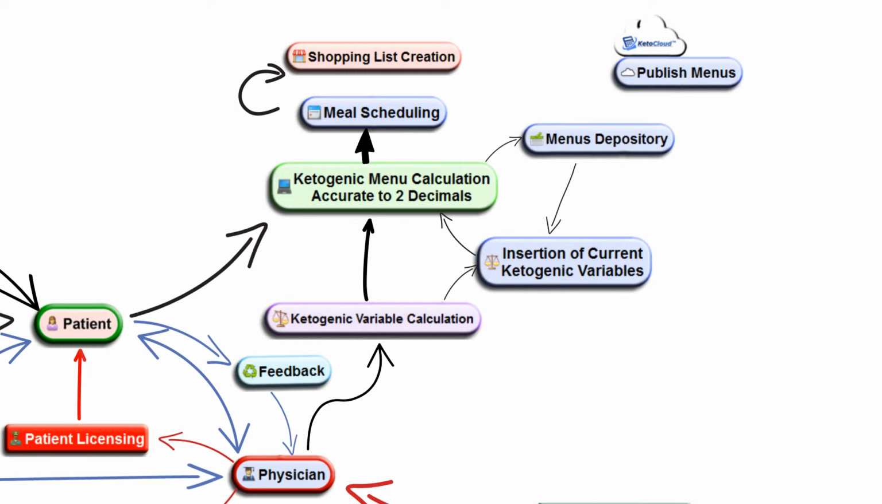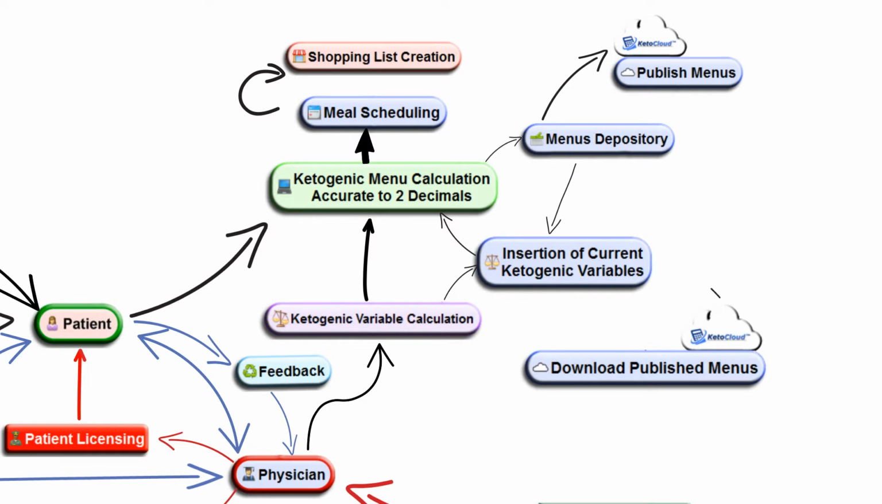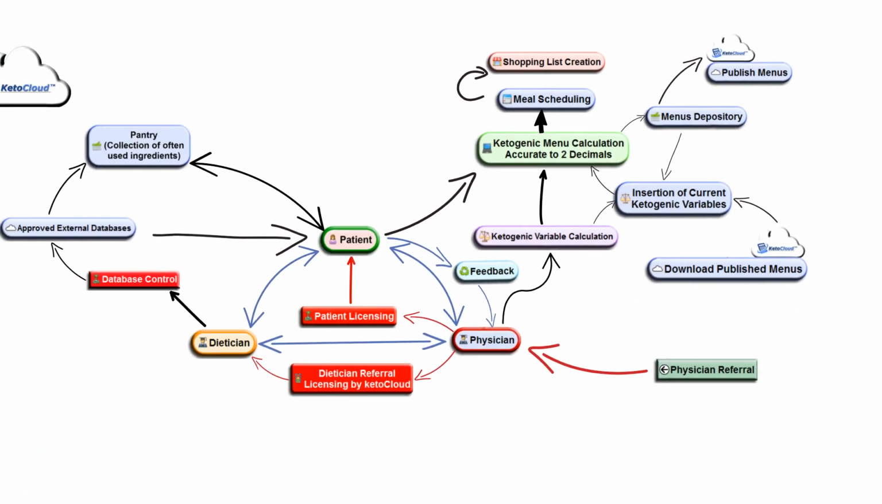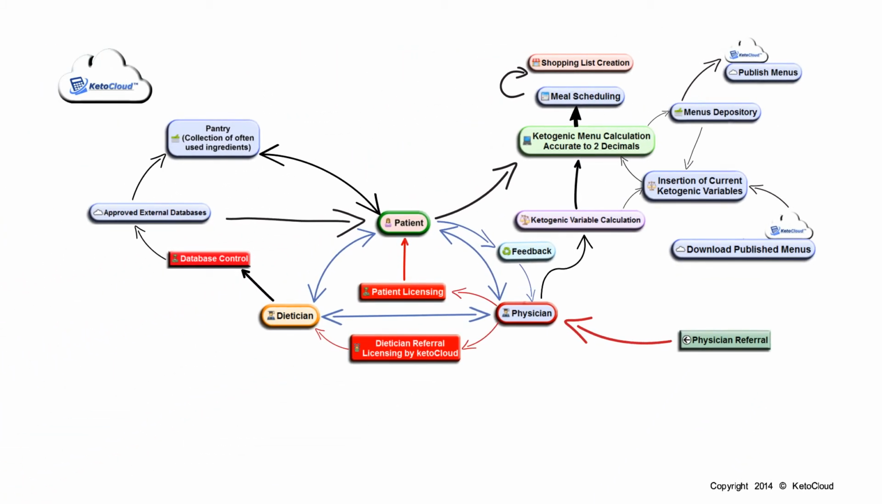Hey! If we have all these stored menus, would it not be nice to share them with others? This can be done by publishing the menu. There needs to be a way to retrieve these menus too, your own or anybody else's. Their ketogenic variables will be replaced by our current ketogenic variables and quickly recalculated.